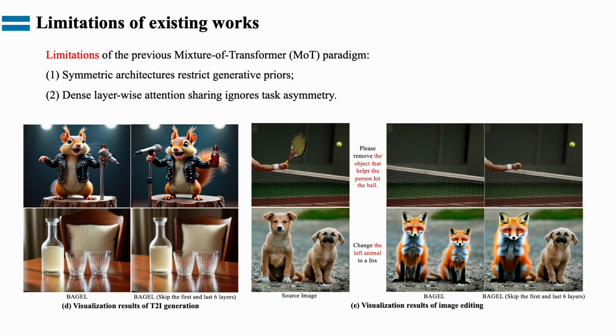To further investigate this task asymmetry, we analyzed prior arts like Bagel. Interestingly, our analysis reveals that the early and late layers of Bagel contribute minimally to the final performance. In fact, skipping these heavy layer-wise connections does not degrade the results, and can even improve them further, justifying that tight coupling across all layers is redundant.